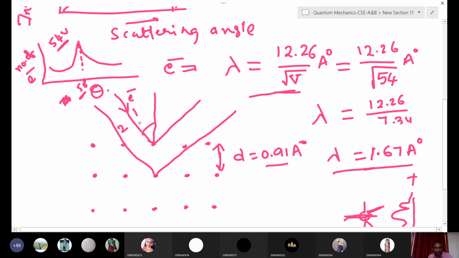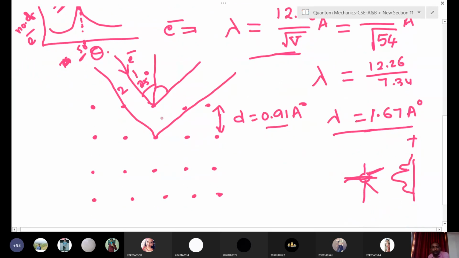Suppose this is 25 degrees. They first made the beam incident at an angle of 25 degrees. So if it is 25, what is this angle? What is this angle? This is also 25, right? 25 degrees, and these are the planes. This is one plane, this is the second plane. These are atomic planes, what we call crystal planes.